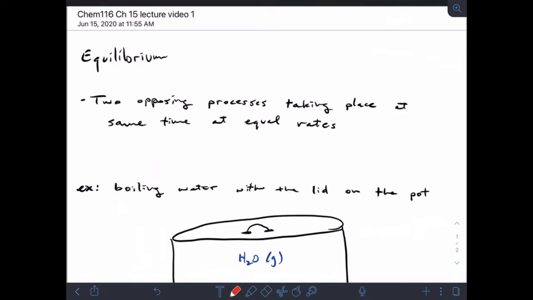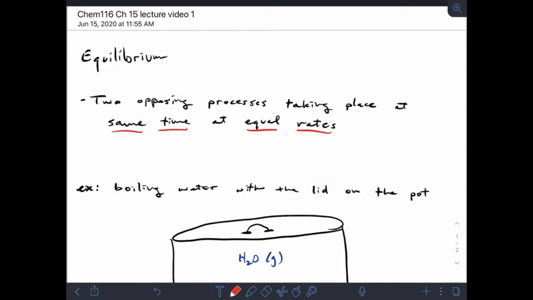And equilibrium is a very interesting process, happens all through nature and all throughout the universe, as a matter of fact. And what it is essentially is two opposing processes that take place at the same time at equal rates. Right, so in Chapter 14, we learned all about rate laws and determining rates. Well, when we reach an equilibrium, two opposing processes, the forward and back reactions, are happening at the same time at the same rate. So forward and backward reactions are equal in their rates.